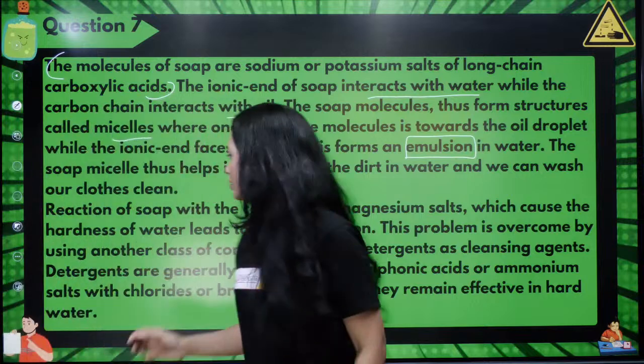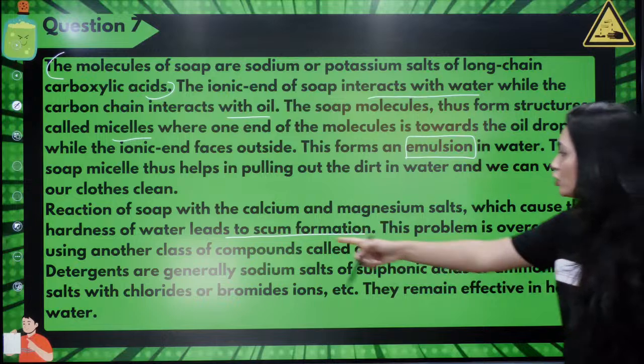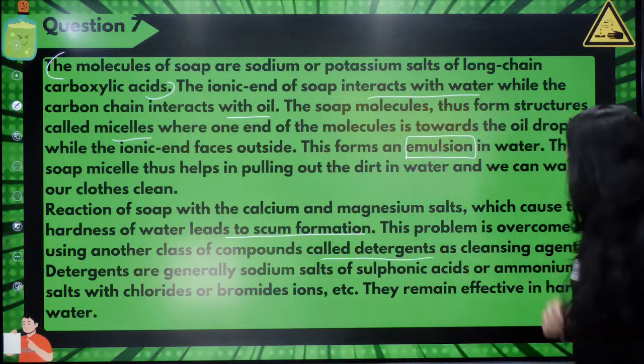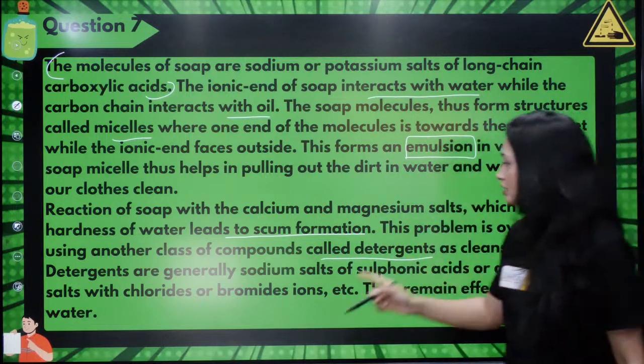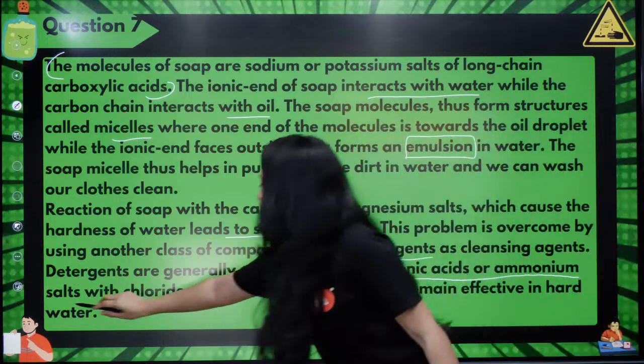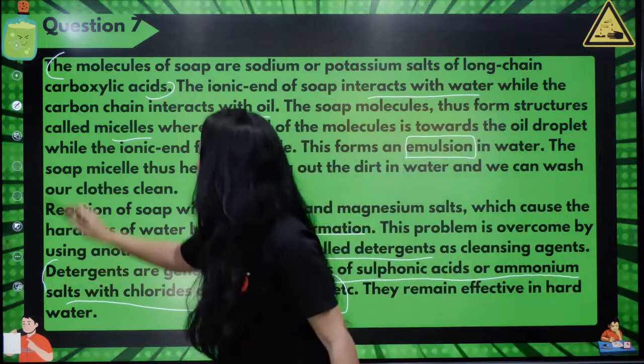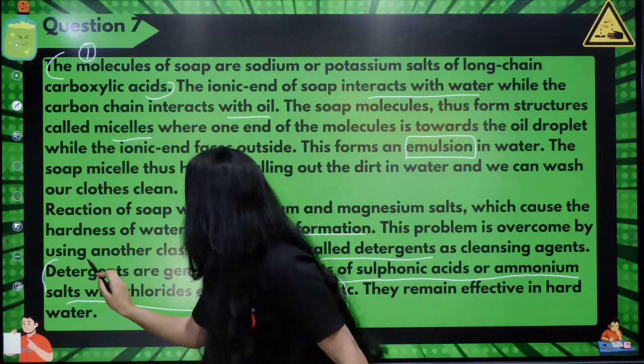Reaction of soap with the calcium and magnesium salts, which cause the hardness of water, leads to what? Scum formation. So, this problem is overcome by using another class of compounds called detergents as cleansing agents. Detergents are generally sodium salts of sulfonic acid or ammonium salts with chlorides or bromide ions. This is the definition.